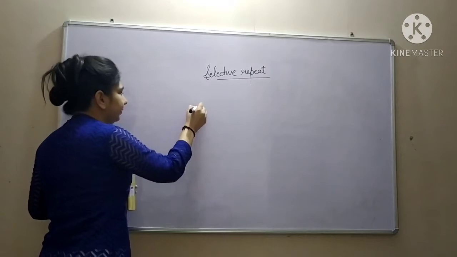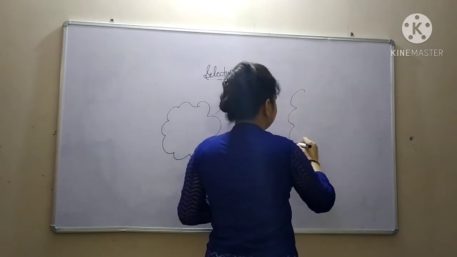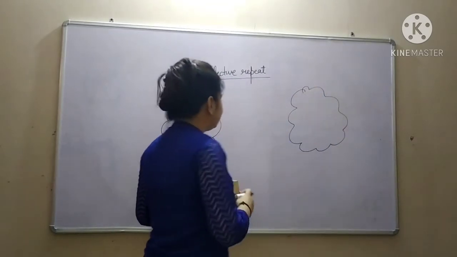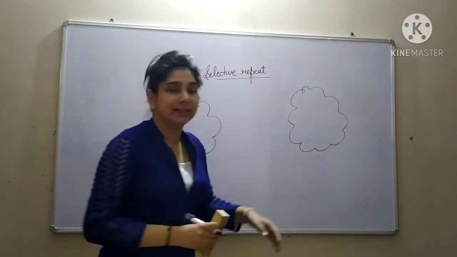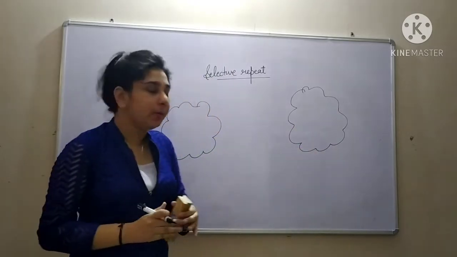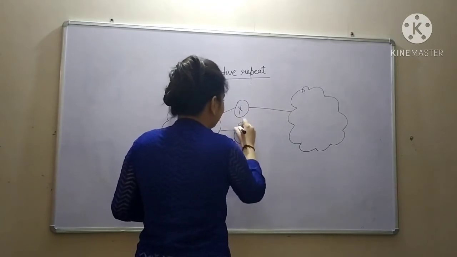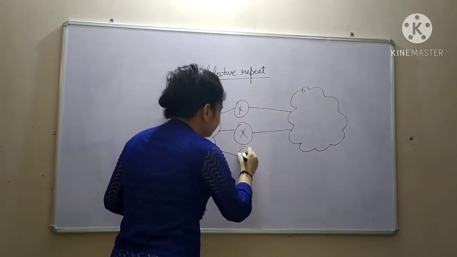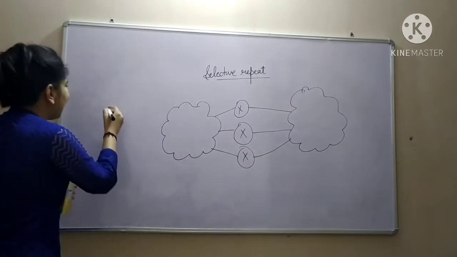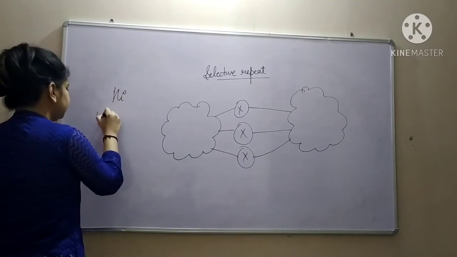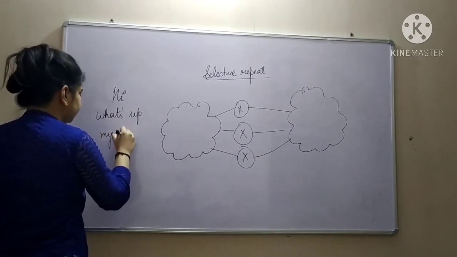Let's suppose this is a sender and this is a receiver. This is a network in which your sender is present, and this is another network in which your receiver is present. And we have several routers between the two networks in this way. So let's suppose I am sending the messages: hi, what's up, and my YouTube link.